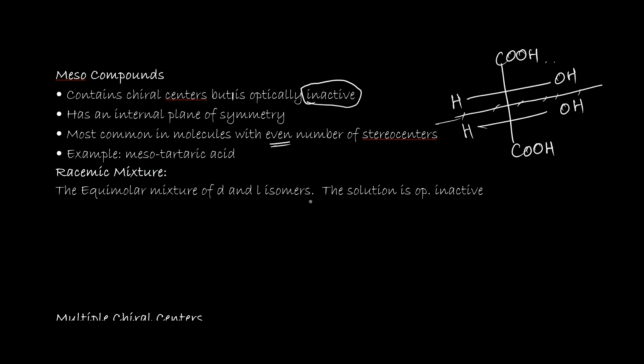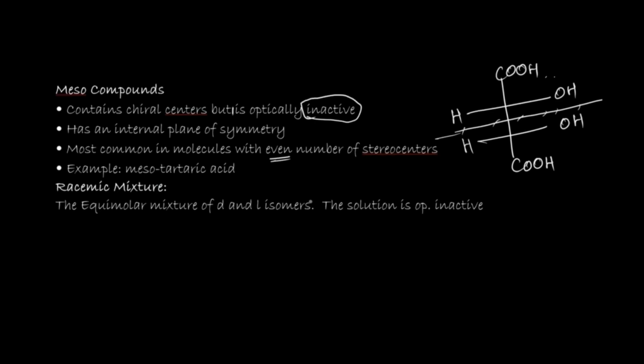even number of stereo centers are there. Okay, and finally another term, that is racemic mixture. Racemic mixture is nothing but, we talked about D and L isomers, where D can rotate clockwise, and L can rotate anti-clockwise, that is levorotatory and dextrorotatory, right? So if a compound consists of both the isomers together, that mixture is called a racemic mixture, but that should be of equal amount. Let's say if I have 50% of D isomer, then I should have 50% of L isomer. The equimolar mixture of D and L isomers is called a racemic mixture.